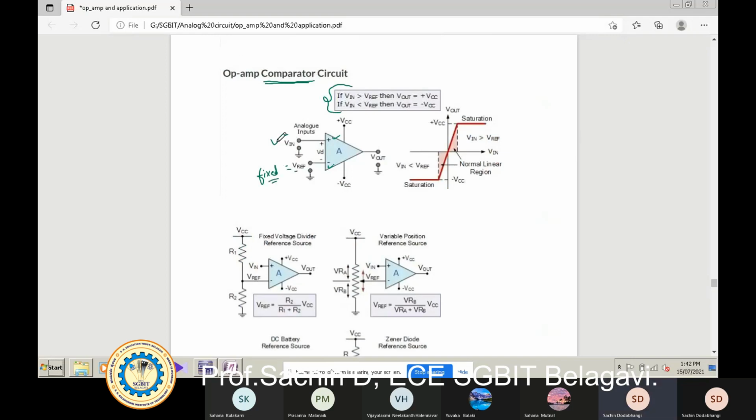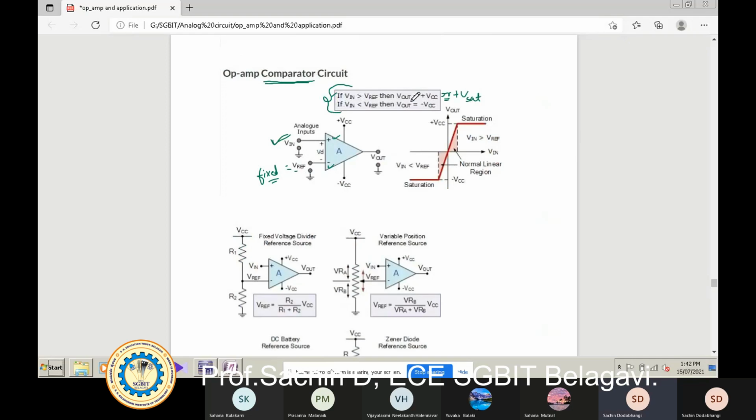So input voltage can be variable or it can also be a fixed voltage. Look at the first statement: if input voltage is more than reference voltage, what will be my output? Output is equal to plus VCC, or plus V saturation.